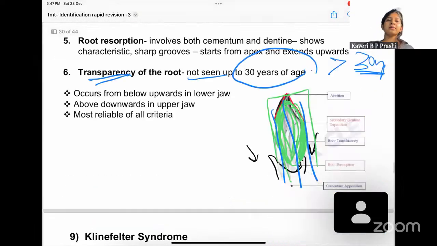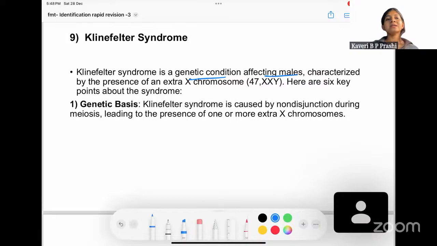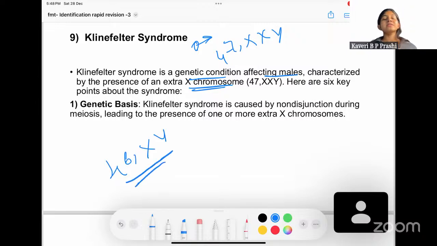Okay, coming to the last question for today, Klinefelter syndrome. Klinefelter syndrome is a genetic condition affecting males, characterized by the presence of an extra X chromosome. So remember, it is going to be seen in males. That is number 1. And here they have an extra X chromosome, 47XXY. Usually men have 46XY, no? But in Klinefelter syndrome, they have one extra X, that is 47XXY.